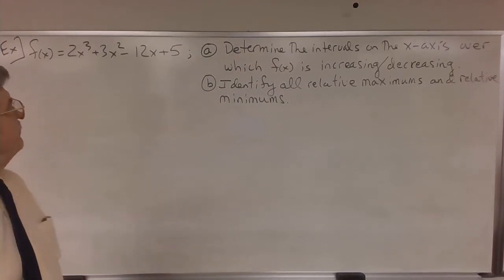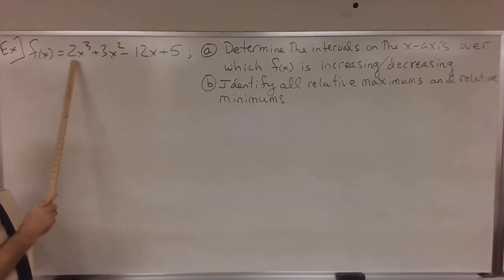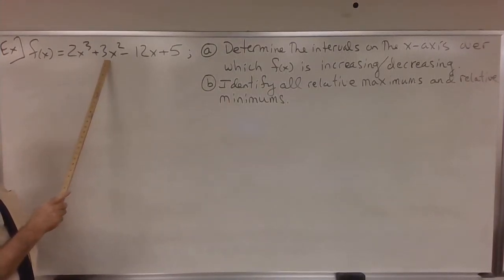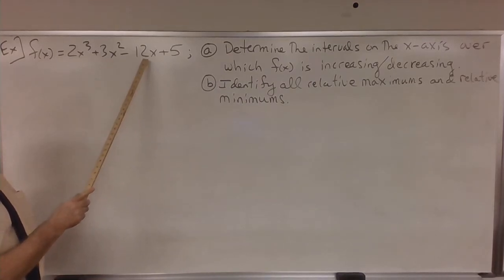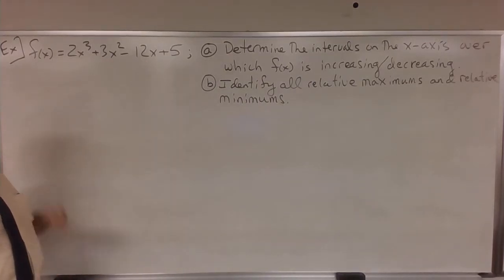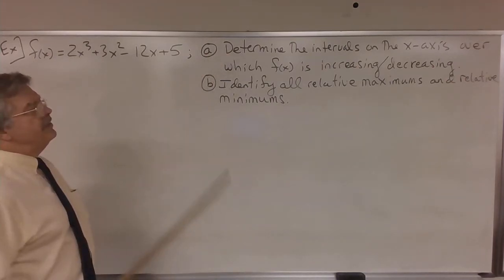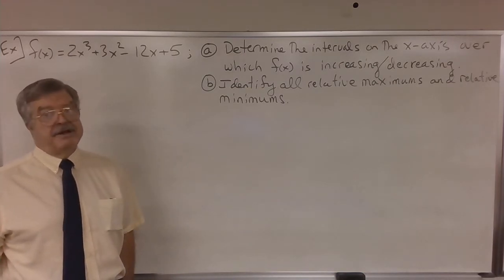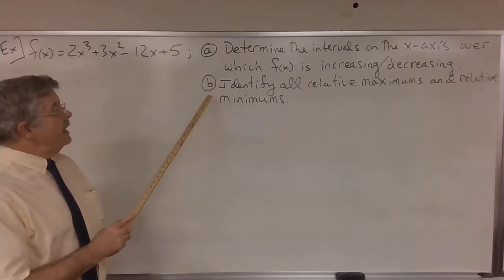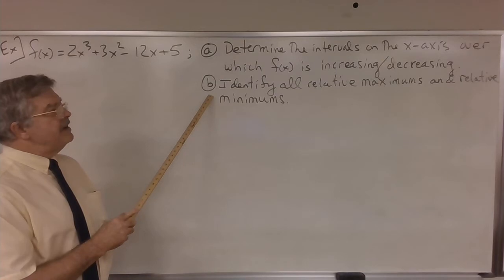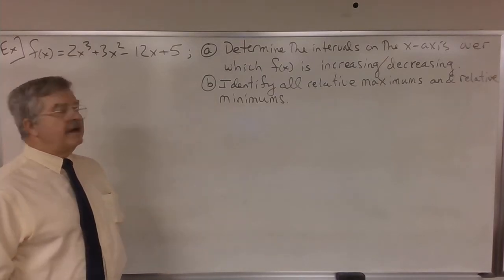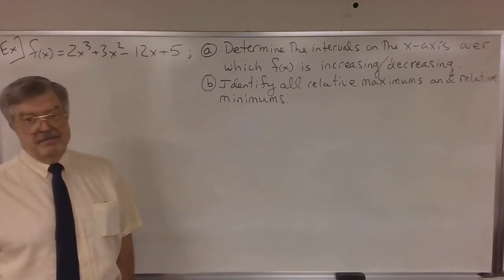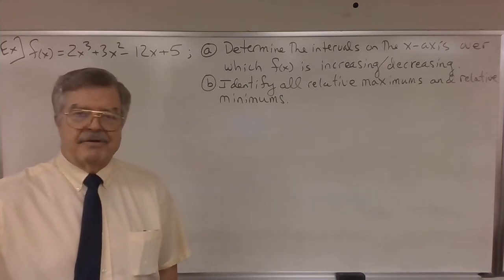First example. f of x equals 2x cubed plus 3x squared minus 12x plus 5. Determine the intervals on the x-axis over which f of x is increasing or decreasing. And B, identify all relative maximums and relative minimums. That's what we're after.